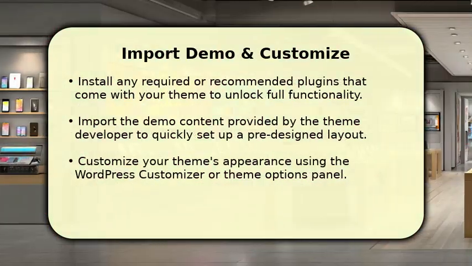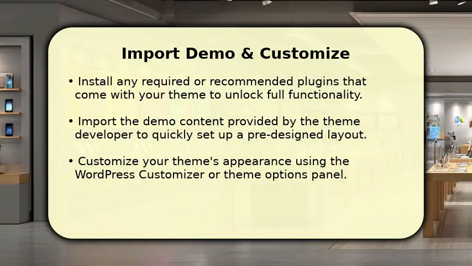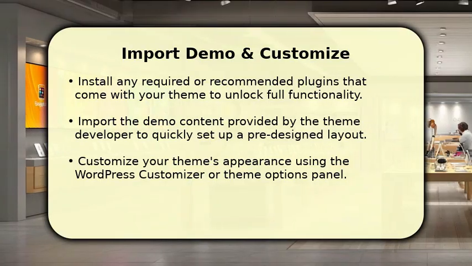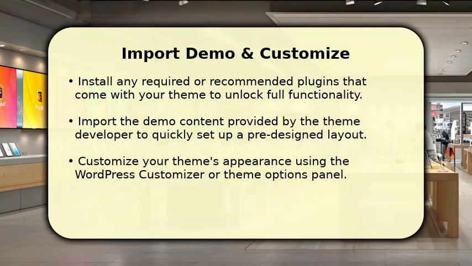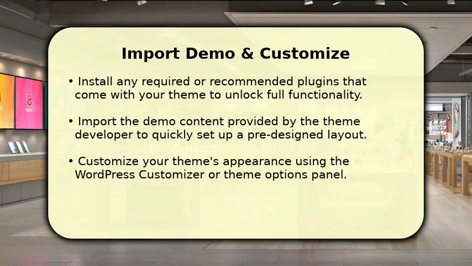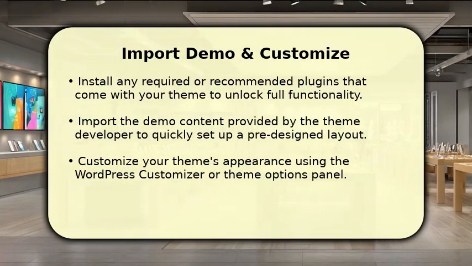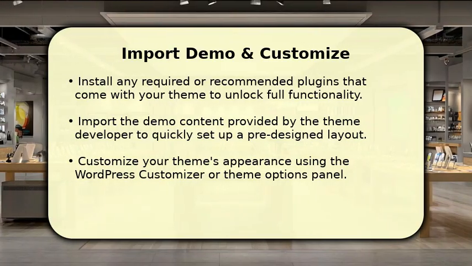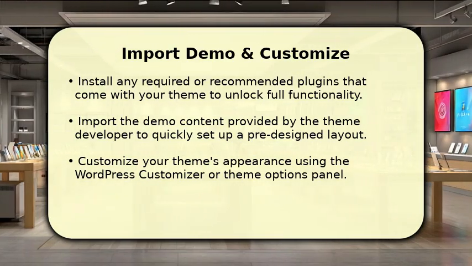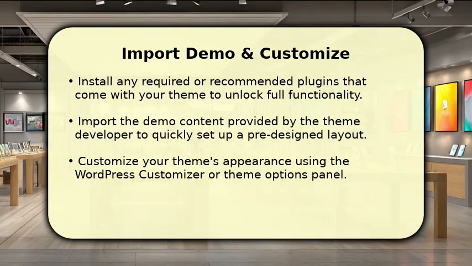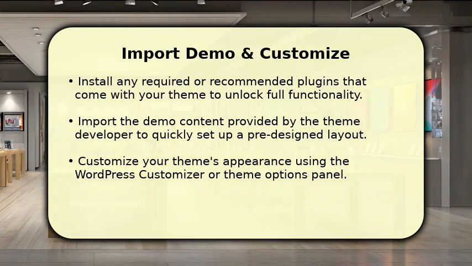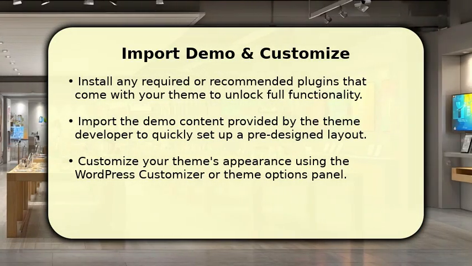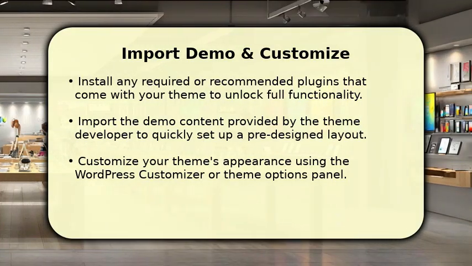Now it's time to make your site truly yours. First, install any required or recommended plugins that came with your theme. These are essential for full functionality. Then, import the demo content. This is a fantastic way to quickly get a pre-designed layout, saving you hours of work. After that, dive into the WordPress Customizer or the Theme Options panel to adjust colors, fonts, and layouts, and start adding your unique content.